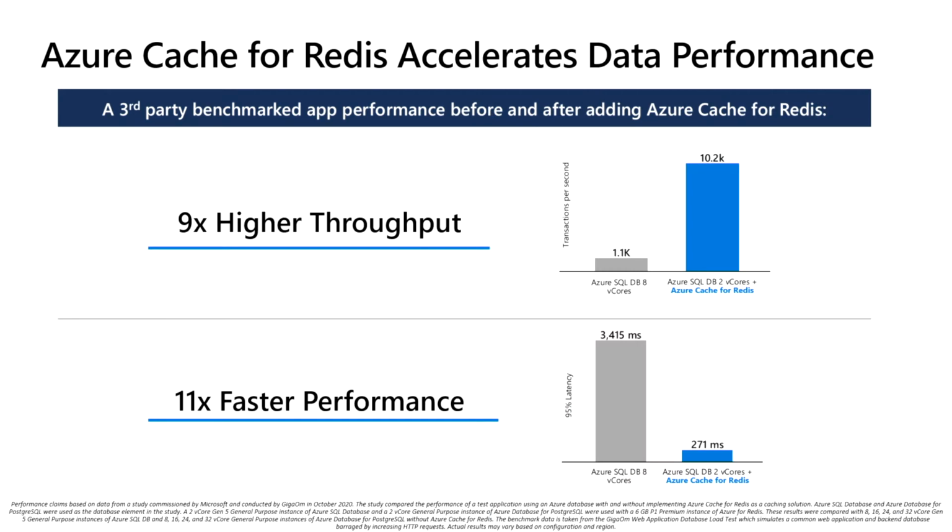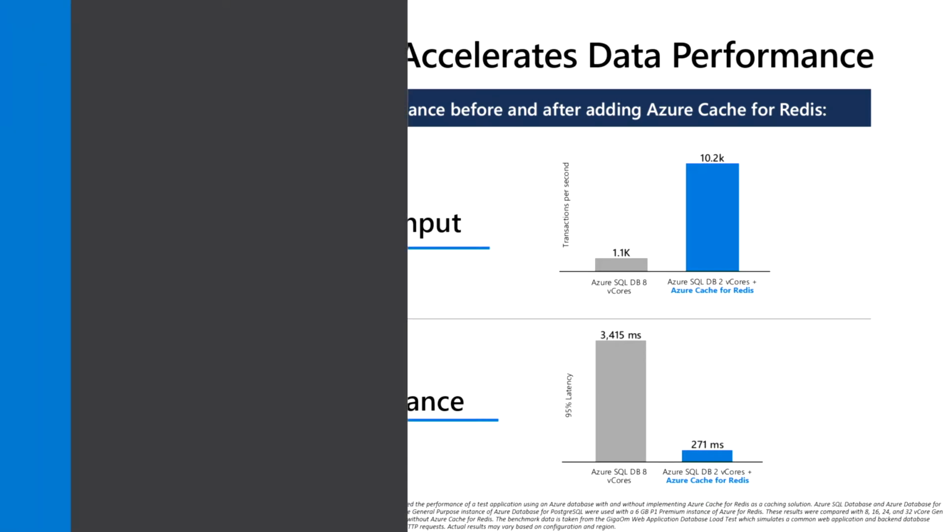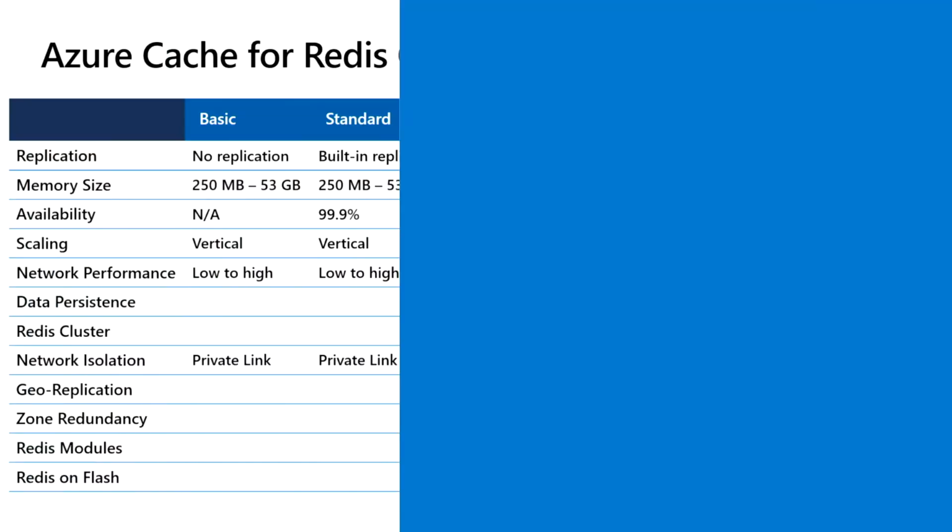With Azure Cache for Redis, they were able to get 9 times higher throughput and 11 times lower latencies. And in both cases, they were able to use smaller instances of the database, thus lowering their costs. All this goes to show that you can really achieve excellent scale and performance by using a caching layer in front of your data tier.